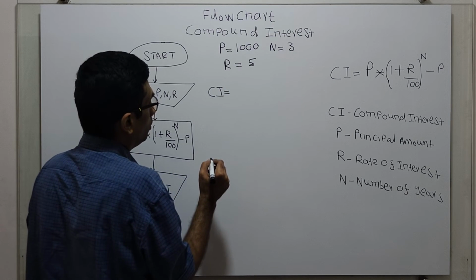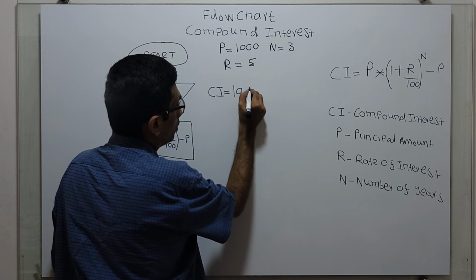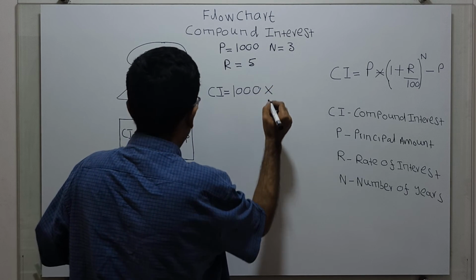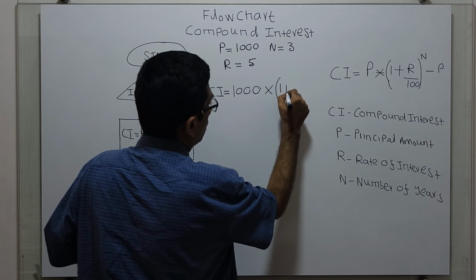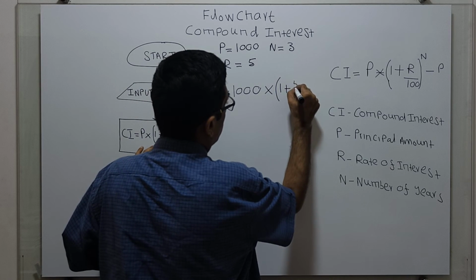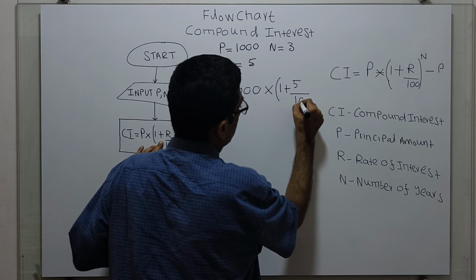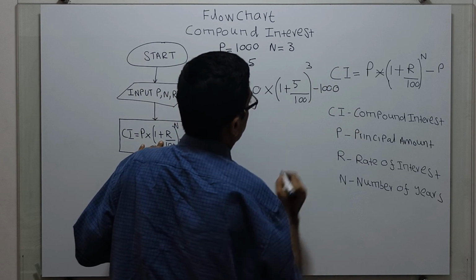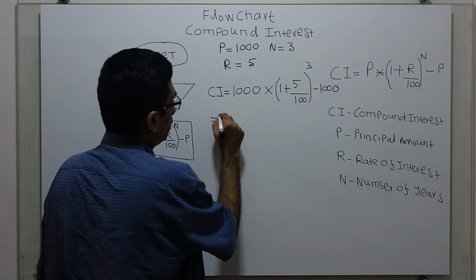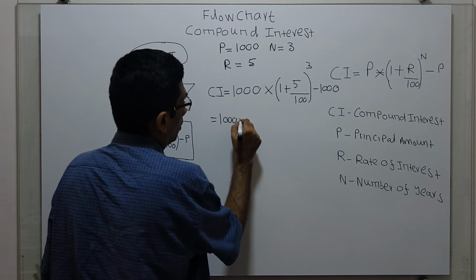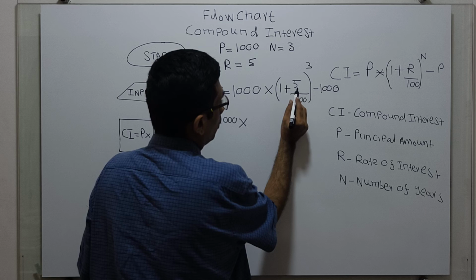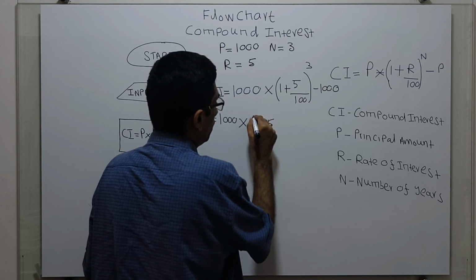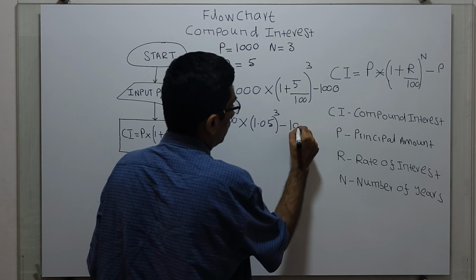CI equal to the principal amount 1000. I am applying this formula. Compound interest equal to principal amount 1000 multiplied with 1 plus rate of interest 5 divided by 100 to the whole power n, 3, minus principal amount 1000, which is equal to 1000 multiplied with, this is 5 by 100 equal to 0.05, 1 plus 0.05, 1.05 to the power 3 minus 1000.